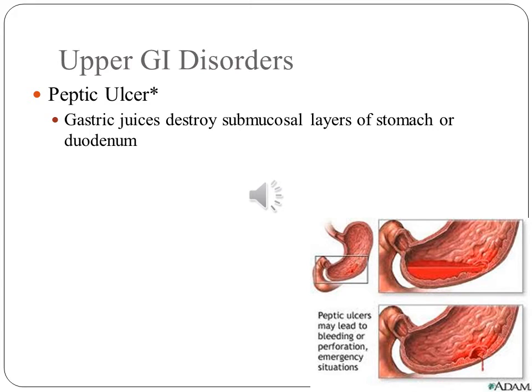So peptic ulcers, these are ulcers that form in the stomach. Essentially what happens is the gastric juices, which are very strong, break down the mucosal layers of the stomach. Ideally, the stomach is covered with a mucosal lining that for the most part can protect itself.